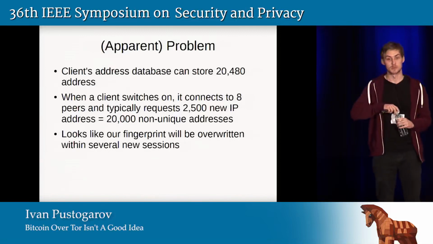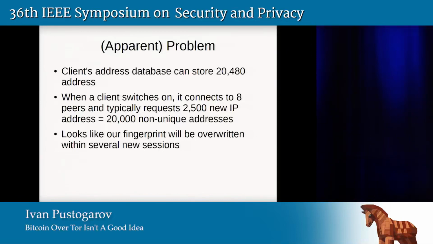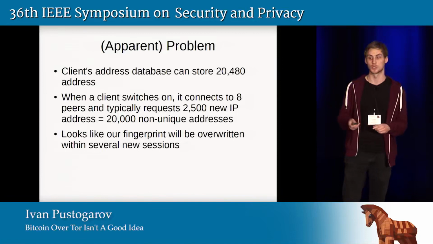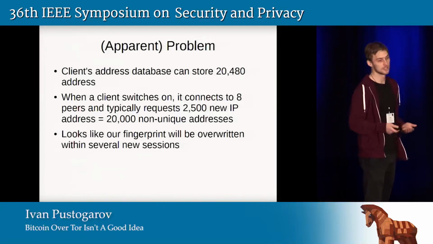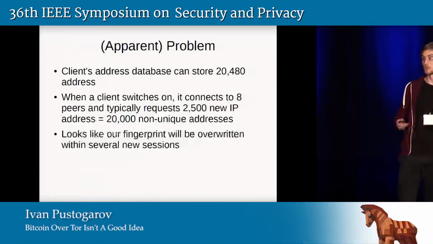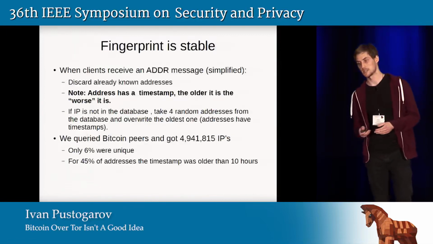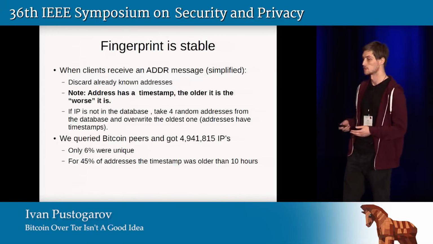At the same time, whenever I make a connection to the Bitcoin network, I connect to 8 Bitcoin peers, and they will send me the IP addresses they know. So with each new connection to the Bitcoin network, I will get about 20,000 non-unique IP addresses, which looks like within a couple of sessions, the fingerprint which I already set will be overwritten. However, it is just an apparent problem, and in reality, the IP addresses which I receive will almost never overwrite the fingerprint, the cookie which I set before.